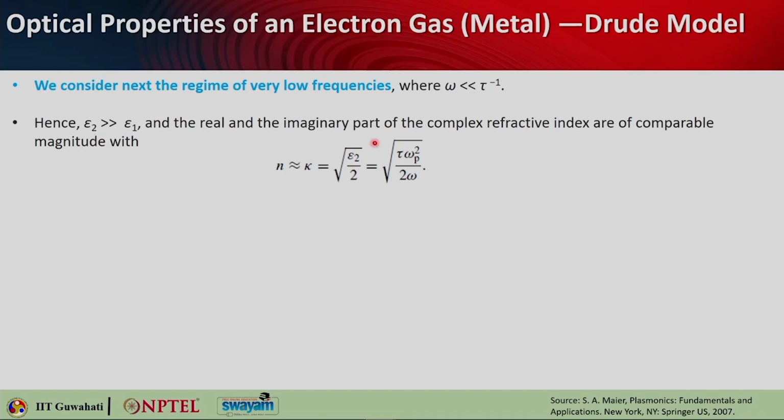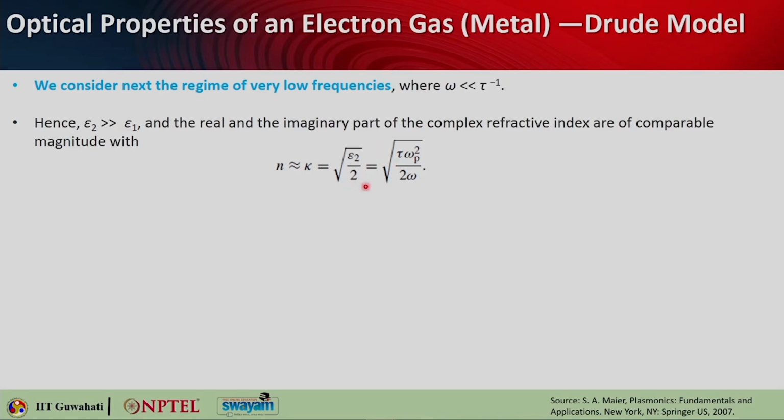That means the real and imaginary parts of the complex refractive index are now also becoming comparable. So from the real and imaginary parts of the permittivity, you are also able to find the real and imaginary parts of the refractive index, which can be written as n and kappa. And you can see that they have more or less equal values in this kind of case.